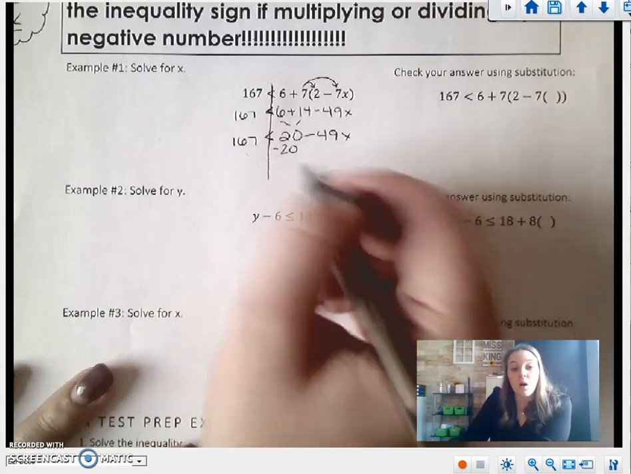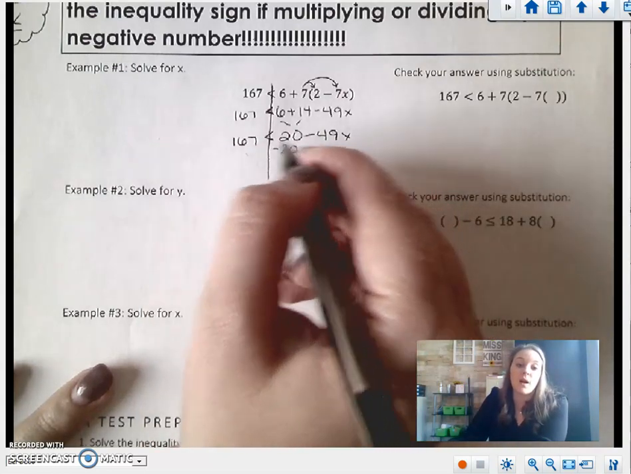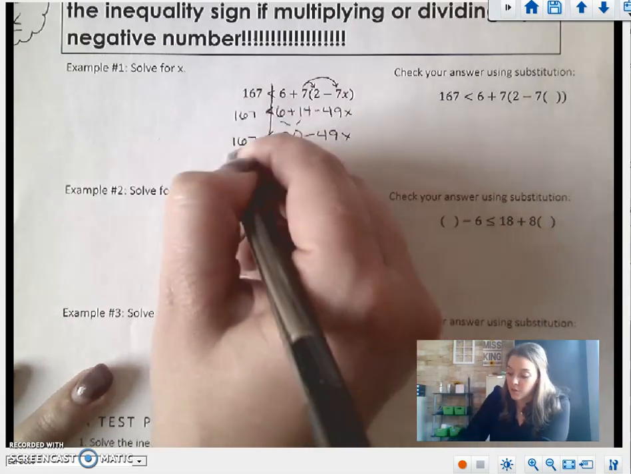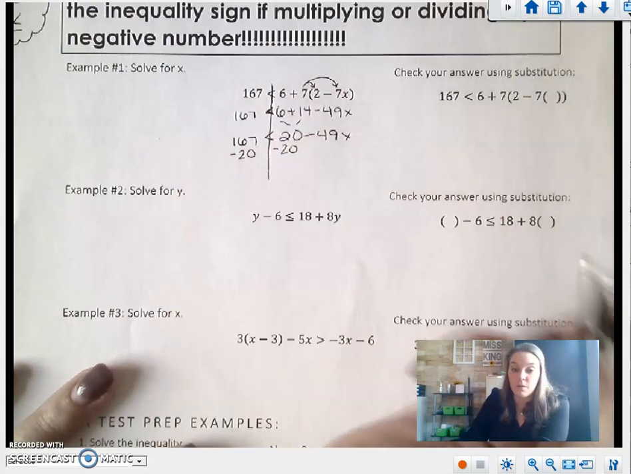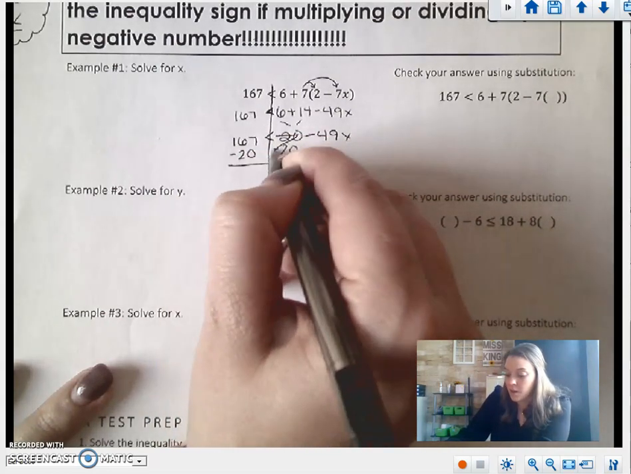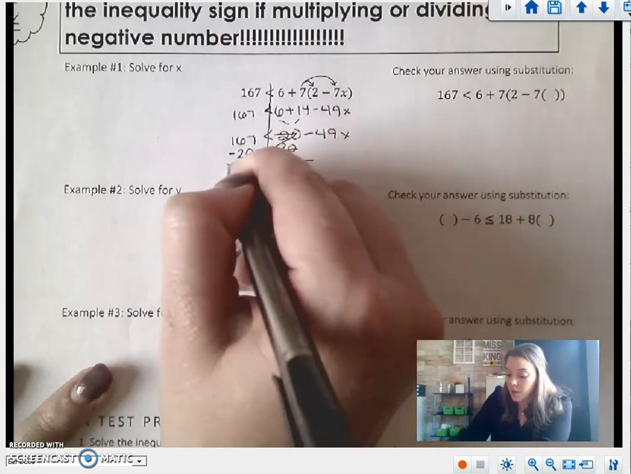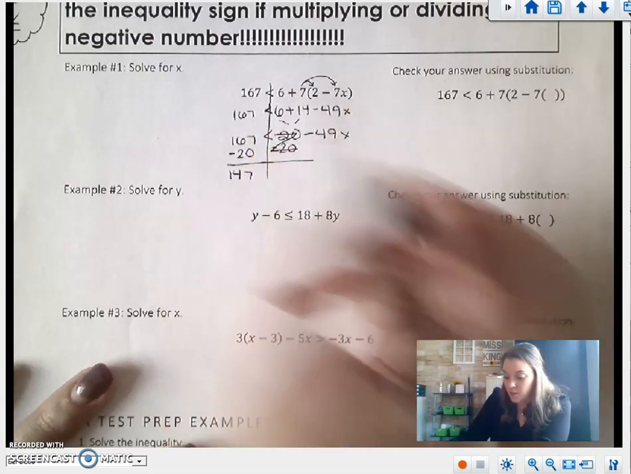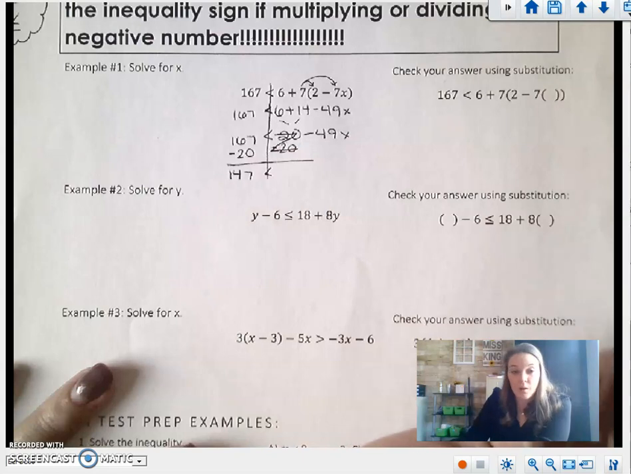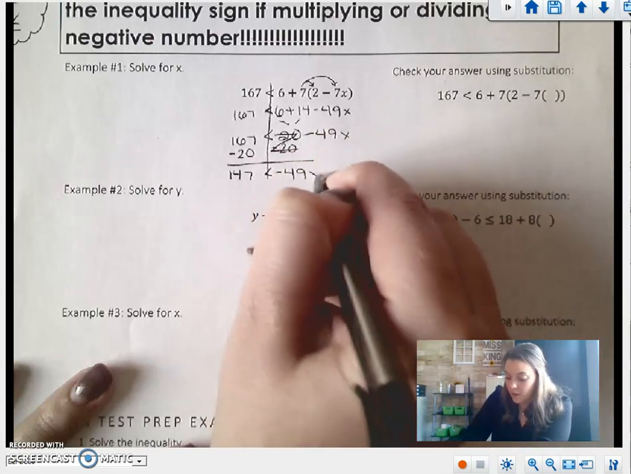The subtraction property of equality tells me if I subtract something from the right, I must subtract it from the left. So I'm going to subtract 20 from the left-hand side. When I do that, 20 minus 20 zeroes out. 167 minus 20 is 147. Drop down my less than sign, negative 49x.